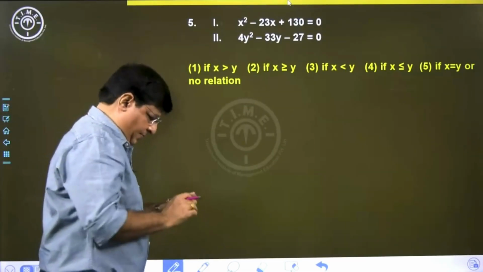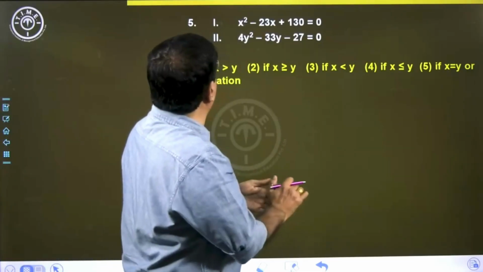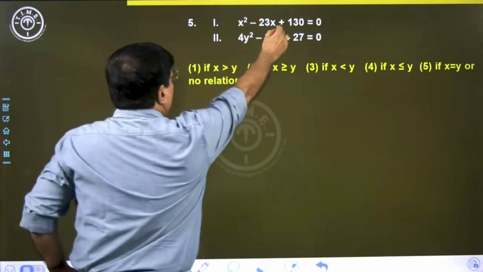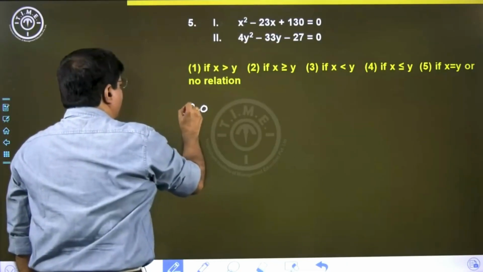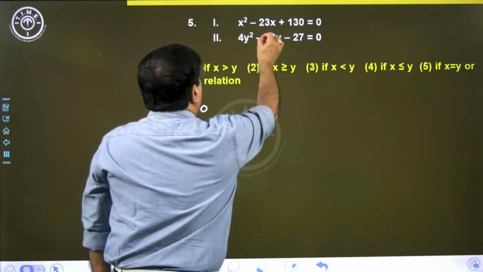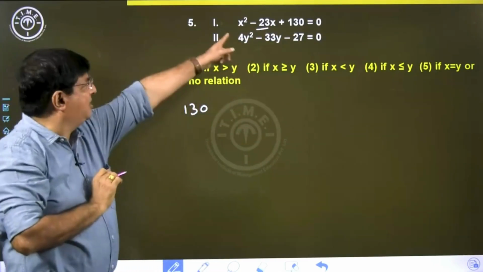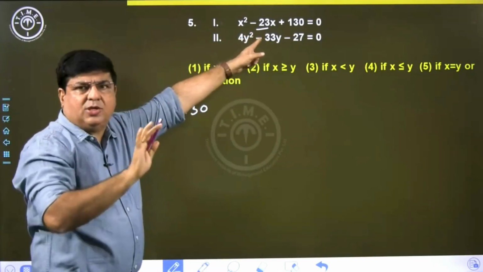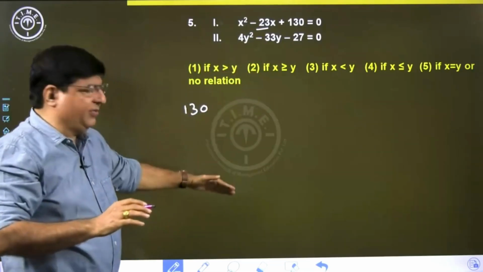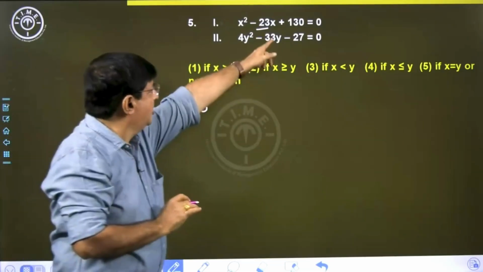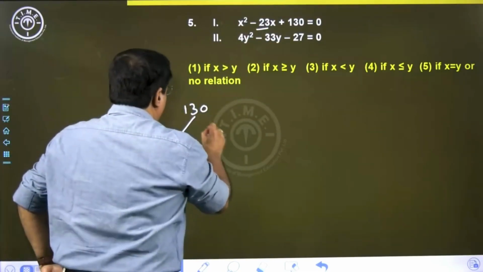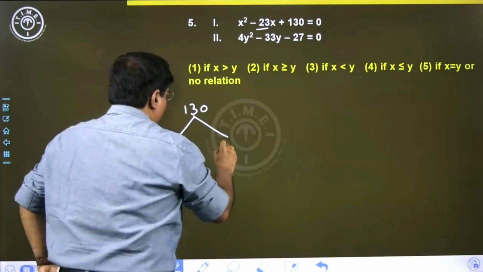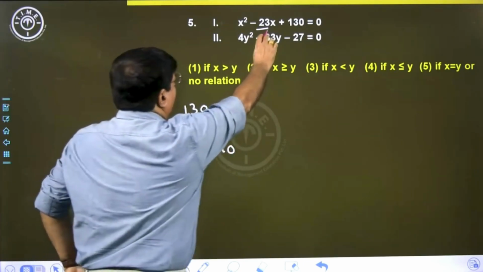Question number 5. Let's try 130 into 1, product 130. 130 sign is plus, and here you have 23. Don't bother about the sign of 23, it can be plus or minus. We will take care of the sign by using the sign rule. So this is 130 and 23: 13 and 10. 13 into 10 is 130, 13 plus 10 is 23.